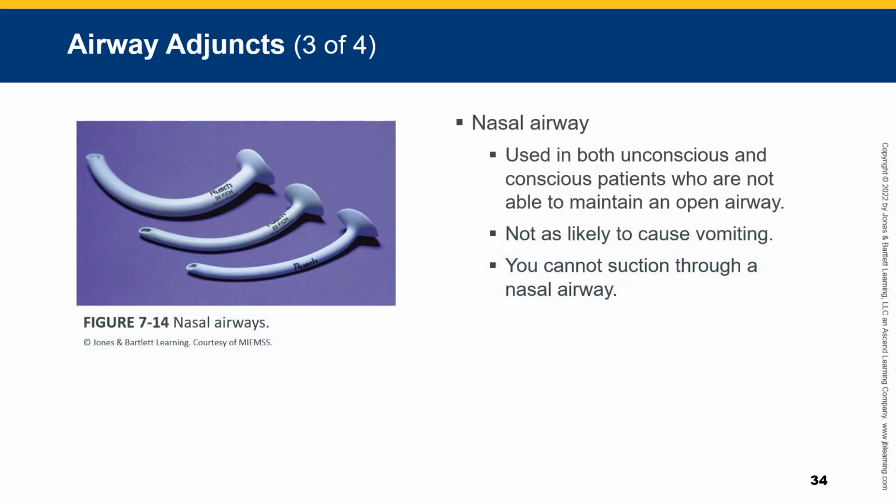The other type of airway adjunct you heard me mention earlier is the nasal adjunct or nasal airway. This device is inserted into a patient's nose. Nasal airways can be used in both unconscious and conscious patients who are not able to maintain an open airway. Nasal airways are not as likely as oral airways to cause vomiting because they do not impact the potential active gag reflex. Also, these are recommended in patients who have trauma to the mouth. You cannot suction through a nasal airway, however.